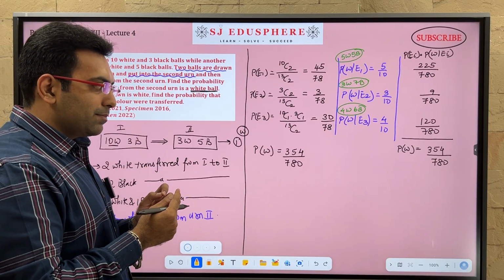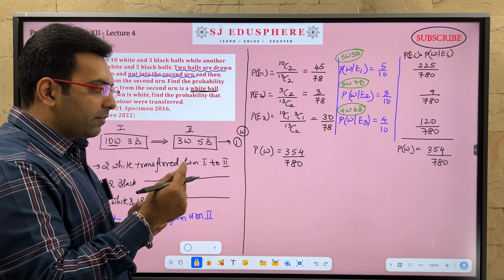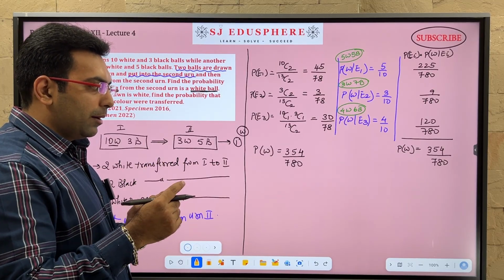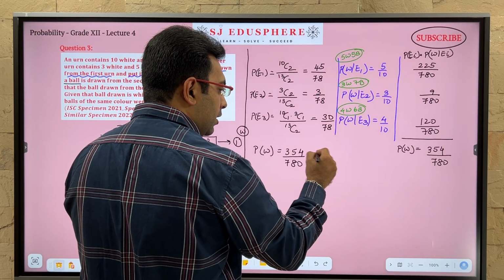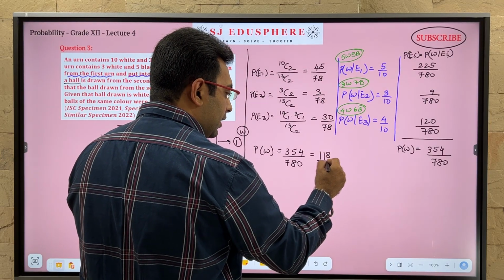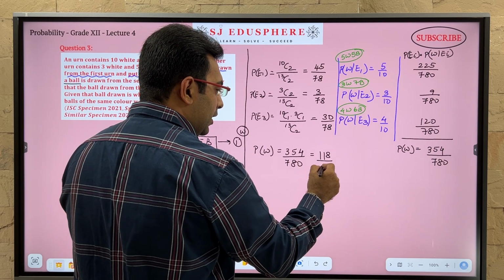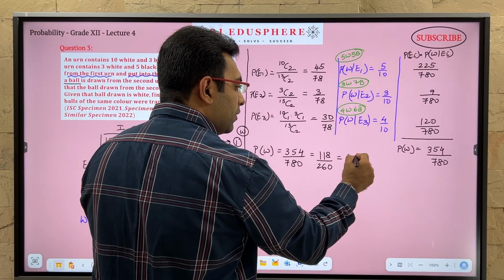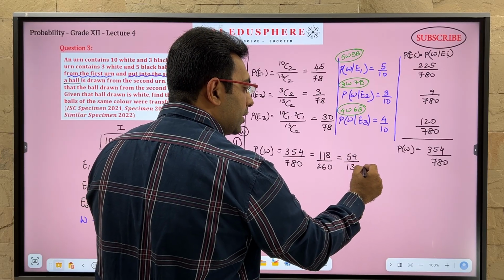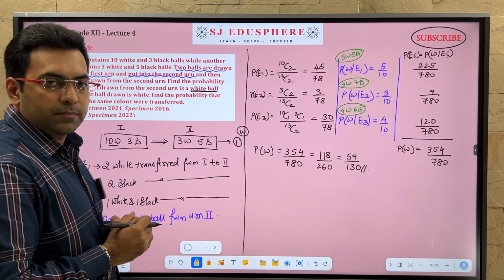Can I cancel this part further? So 354 will go with the number 3. So I'm left over here with 1, 1 and 8. Divide by going with 3. This becomes 260. That means I am left over here with 59 upon 130. This is my least fraction.